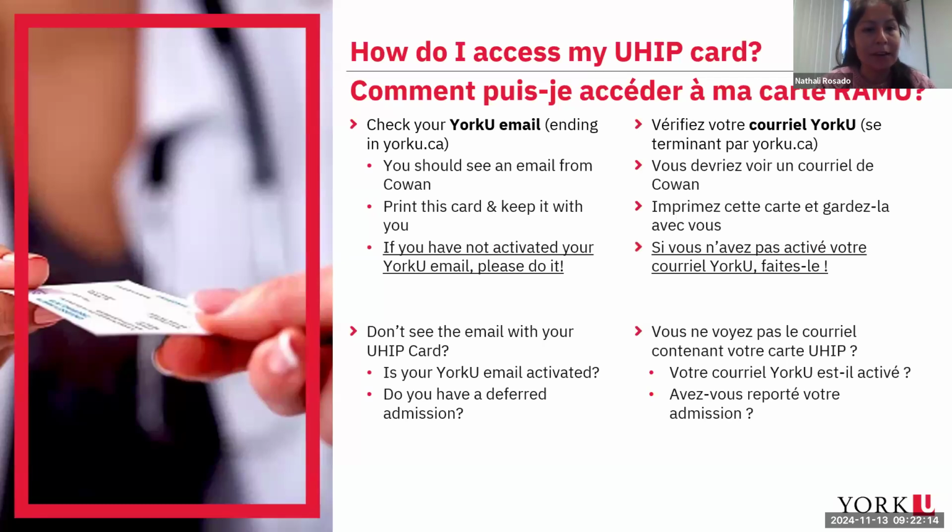The insurance company would be emailing you after you are enrolled, so a couple of days afterwards. So if you see that you have enrolled in classes and a couple of weeks have gone by and you haven't heard anything, then check to see if you have activated your York University email address. And then if a couple of additional weeks go by and you still don't have your UHIP card, please email the UHIP office to see where your enrollment situation is at. That way we can support you better.